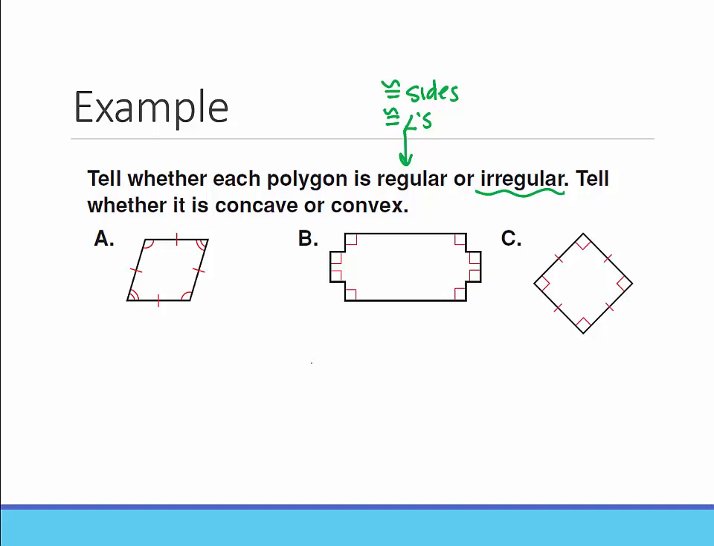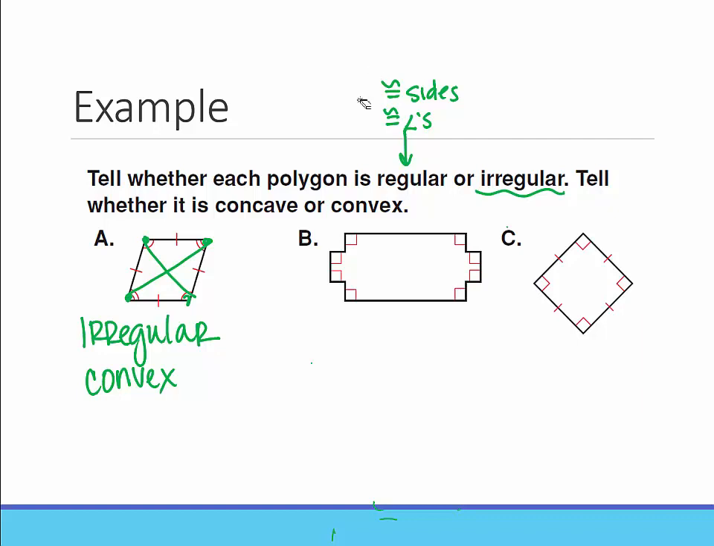So if we take a look at this first one, all the sides are exactly the same length. So that is the first checkbox. But my angles are different. Now those 2 angles are the same and these 2 angles are the same, but not all 4 of them are. So this is irregular. But then if you take a look at all of your diagonals, we can only draw 2, and they are inside this polygon. So that means this is convex.